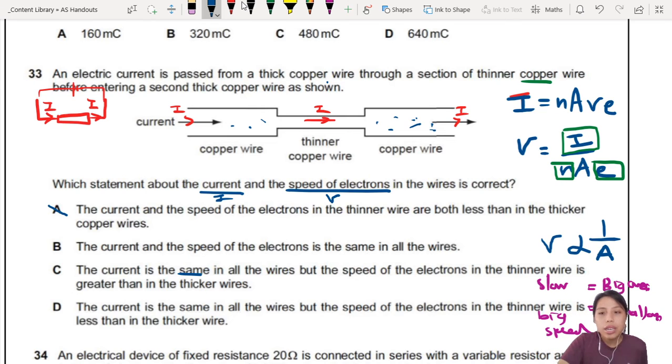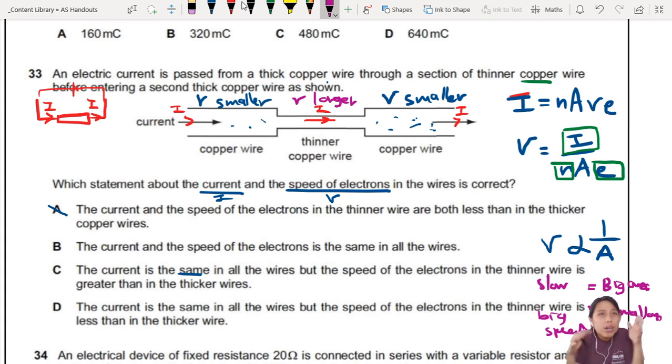So now with this idea, if your area is very big, like this one, the electrons are moving slowly, so v is quite small. Here also v is smaller, the speed of electrons, I should say. Then in the middle, when it's very narrow, the electrons have to move pretty fast to get through it. So your v here is larger. If not, the ones behind cannot get through. There are traffic jams, so they have to move faster in that narrow space.